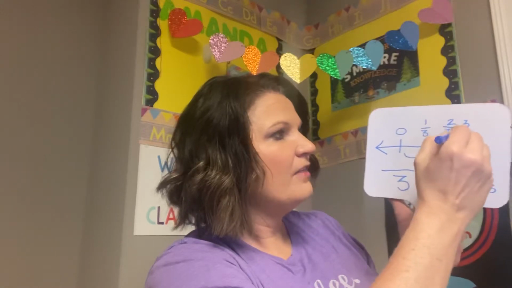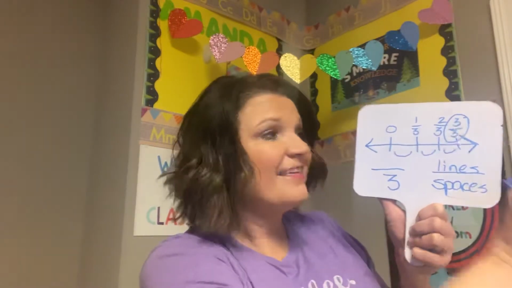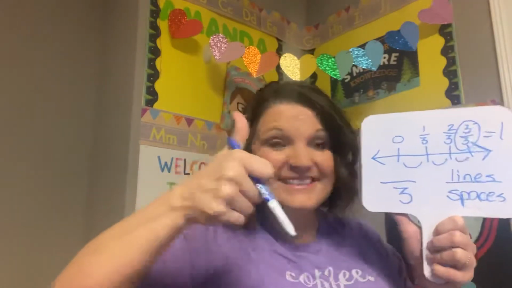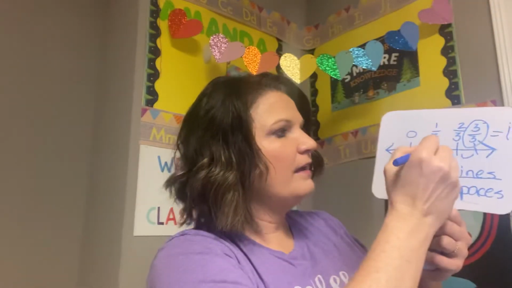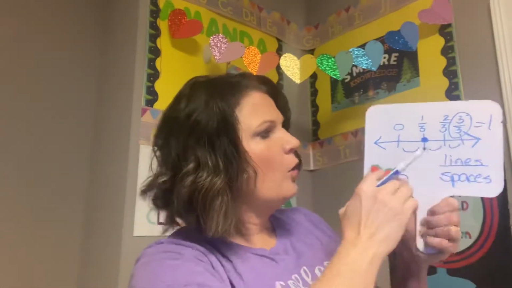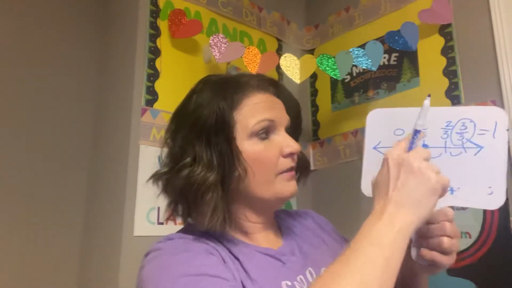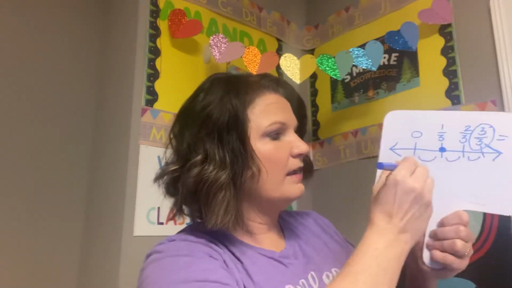Now I can go through and label my lines. 1/3, 2/3, 3/3. And we know that when our numerator and our denominator are the same, that is equivalent to 1 whole. Good job. So, if I had a dot right here, and my question said, what is the fraction of the dot on the number line? Well, the fraction of the dot on the number line is 1/3.